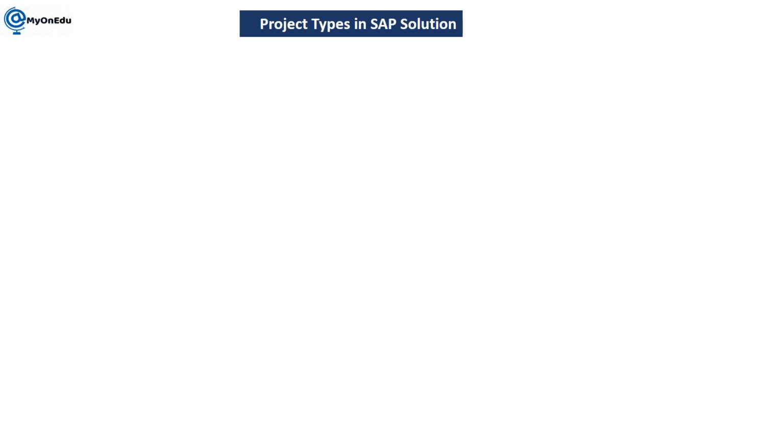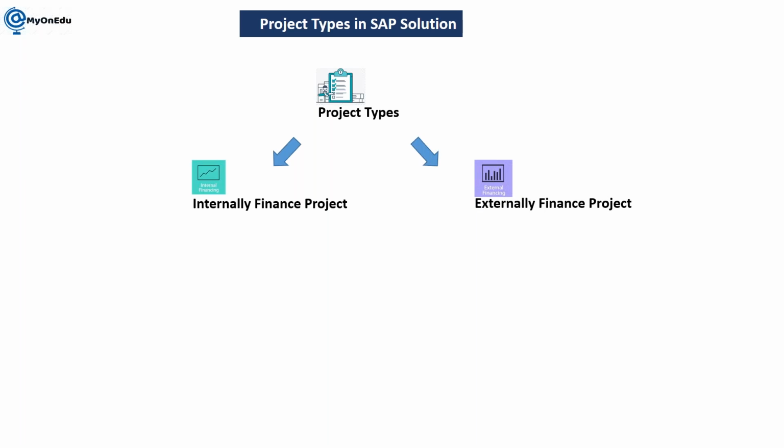Project means, I'm not talking about implementation or support or that perspective. Okay, here it is project system specific. So in project type, as per the SAP project system solutions, we have different types of projects. One is an internally financed project, another is an externally financed project.